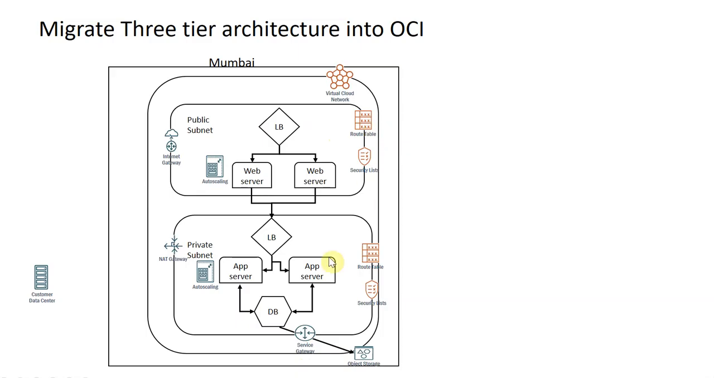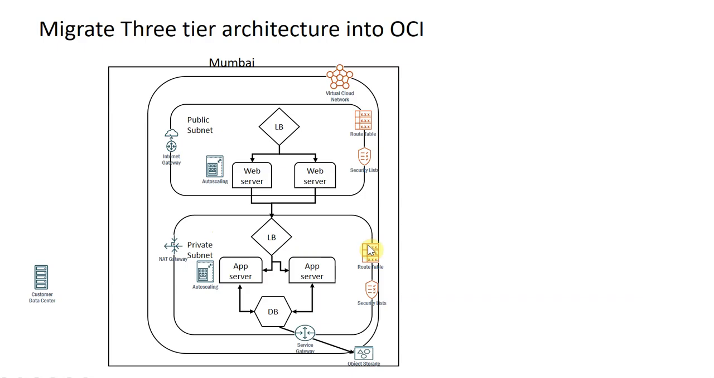is defined in the route table, and the app server and database server also need to connect to the outside network to download the patches to get some fixes. So that goes via the NAT gateway. The beauty of the NAT gateway is that it's going to be one-sided network. It means only the connection from the private subnet to the outside world will be possible, but from the outside world no one can connect directly to the private subnet.